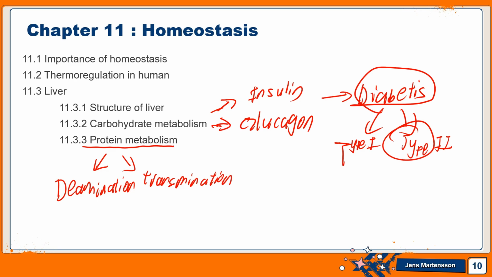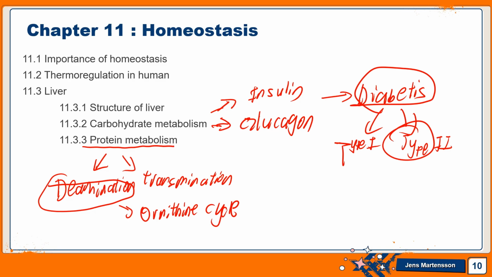And these two processes will be covered for protein metabolism from the syllabus. So the main process is deamination. In deamination, there is one complex process that is called the... not Krebs cycle. The ornithine cycle. Sorry. The ornithine cycle is one of the processes involved in deamination.